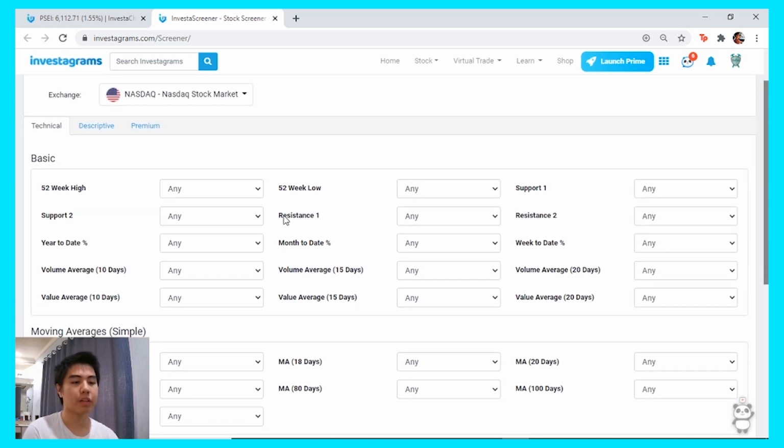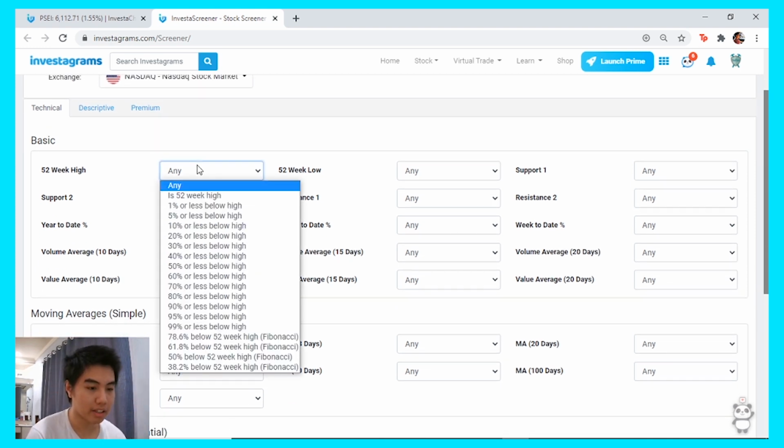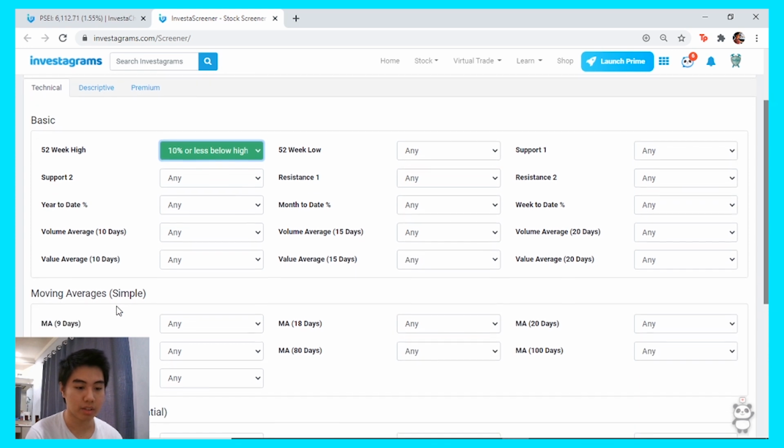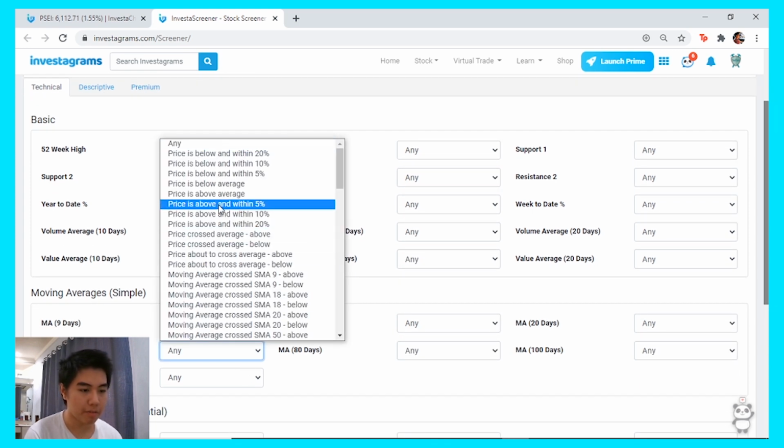So what's a basic filter you can use to screen US stocks? Actually, when I screen, I don't use too many parameters, just very basic ones. This is what I personally use. I want it to be 10% or less below the 52-week high, or if it's at the 52-week high, that's good too. And then I just want price to be above MA50.